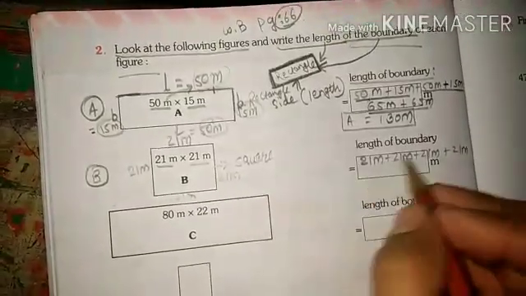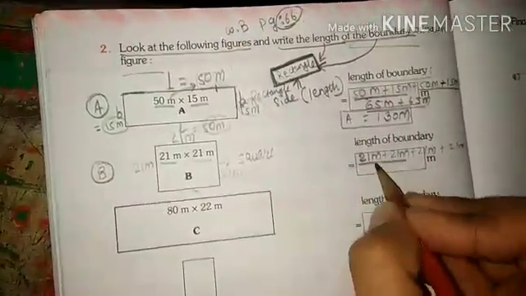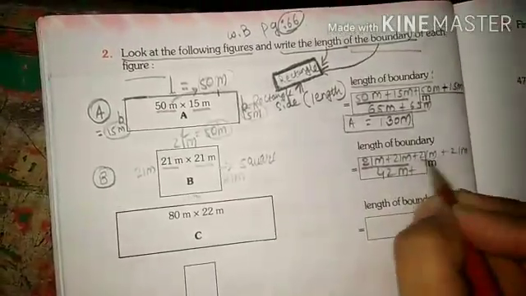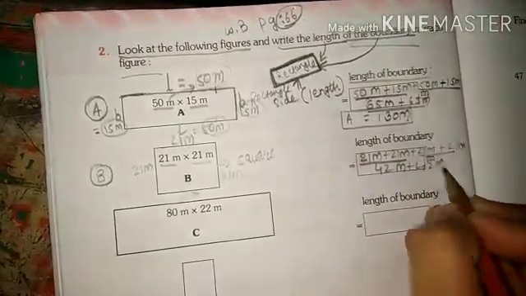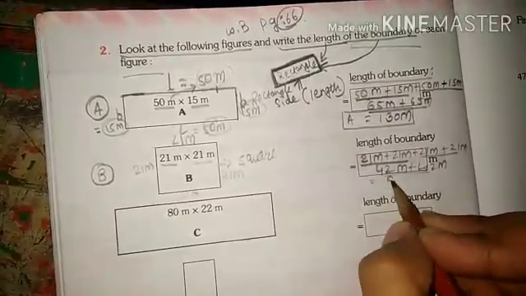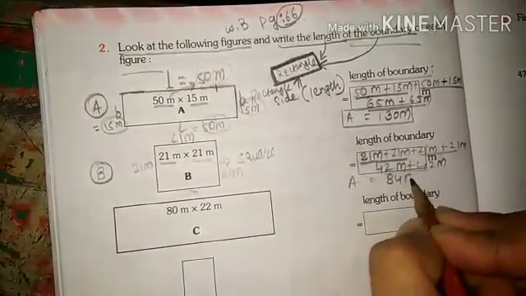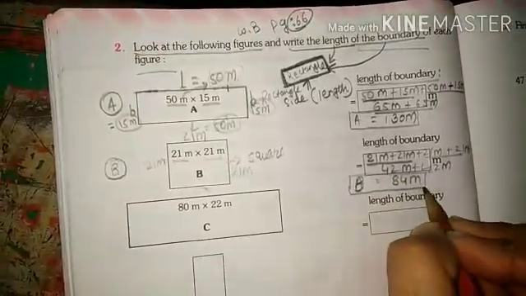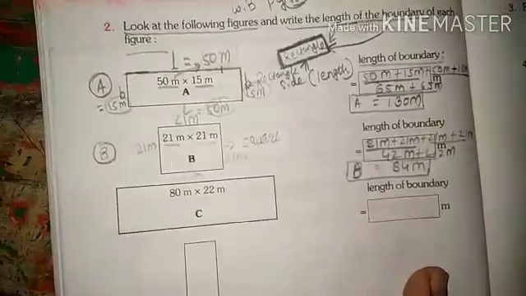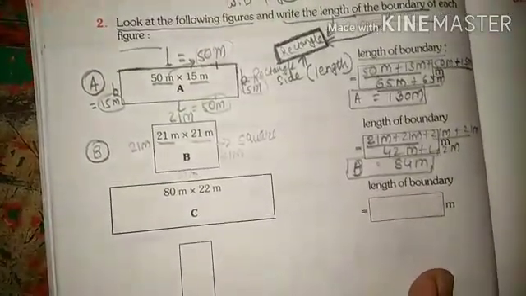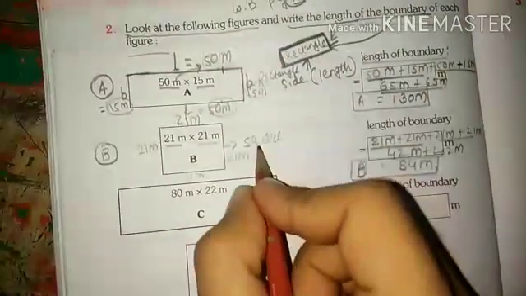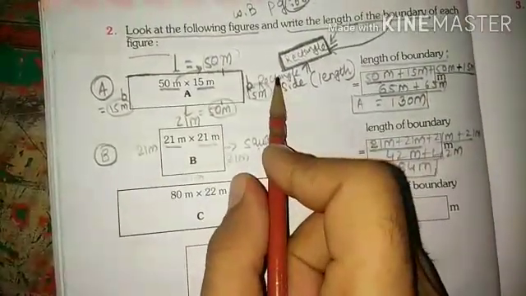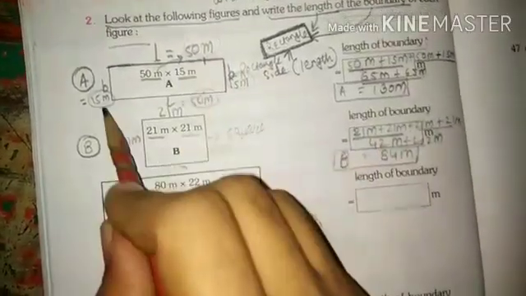When you are adding this, students, 21 plus 21 is 42 meter, plus 21 plus 21 is 42 meter. So 42 plus 42 is 84 meter. So what is the answer of this second one? Figure B is 84 meter, students. Why has 84 meter come as the answer? Because all four sides of this figure are equal, and this is the square figure. This one was the rectangle figure, that's why this was length and this was breadth, and I have done the addition for all the four sides.